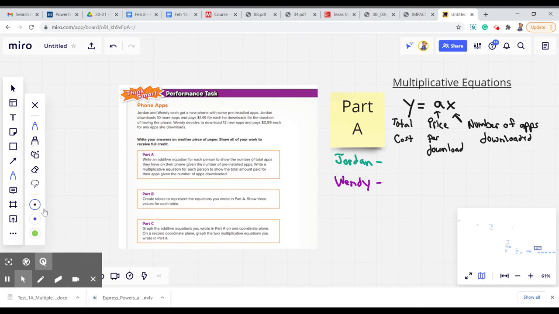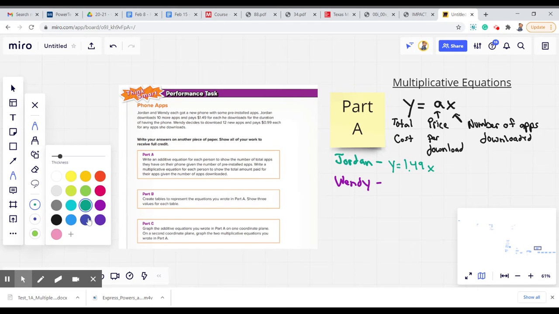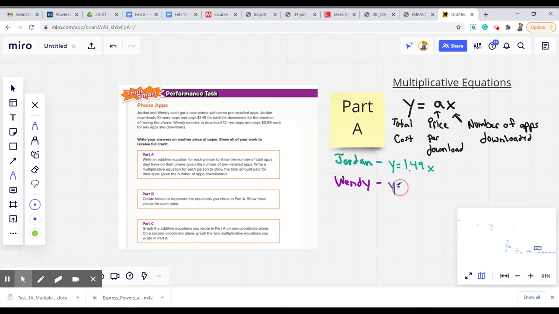So Jordan, let's start off Jordan. We're going to use the green for Jordan. So y equals, okay, and how much were the price for each one? It was $1.49. So y equals 1.49x. Okay, and Wendy's is going to be y equals, and how much did she pay? 99 cents. So y equals 0.99x. Okay, so those are all those on part A. Those are the four equations you should have come up with. That would have been questions 1, 2, 3, and 4, I believe. Okay.